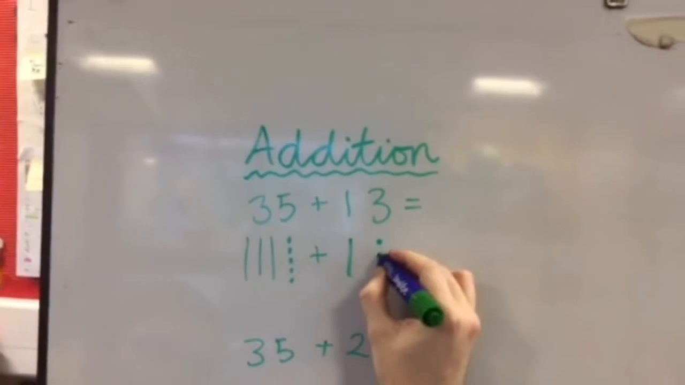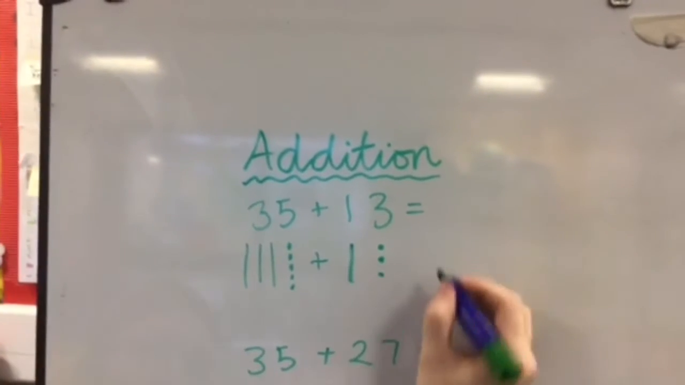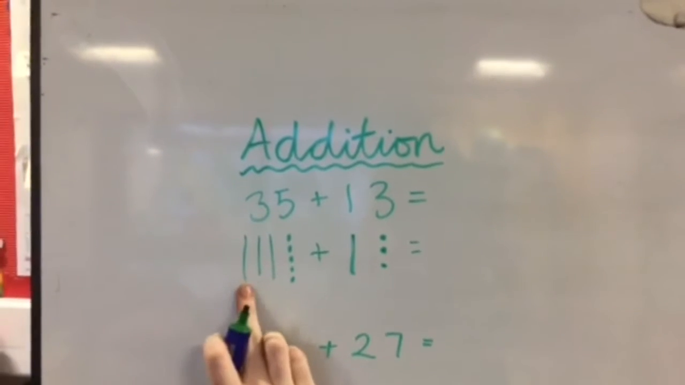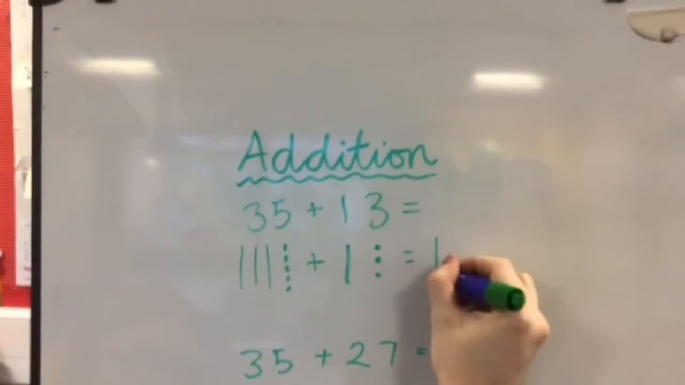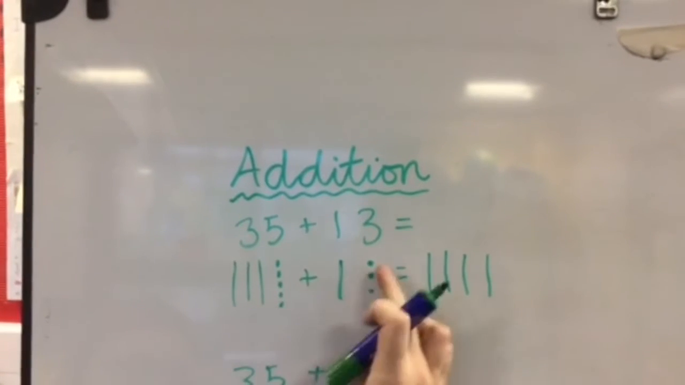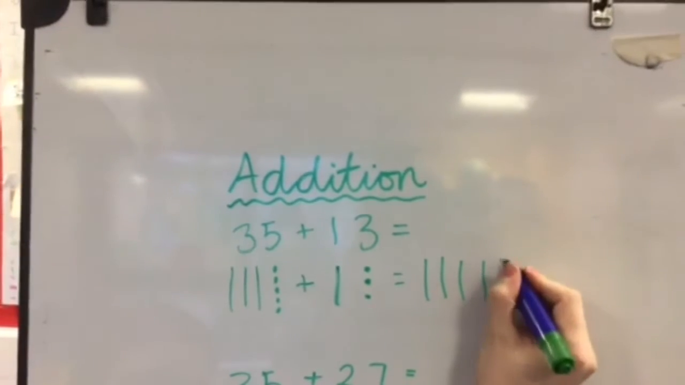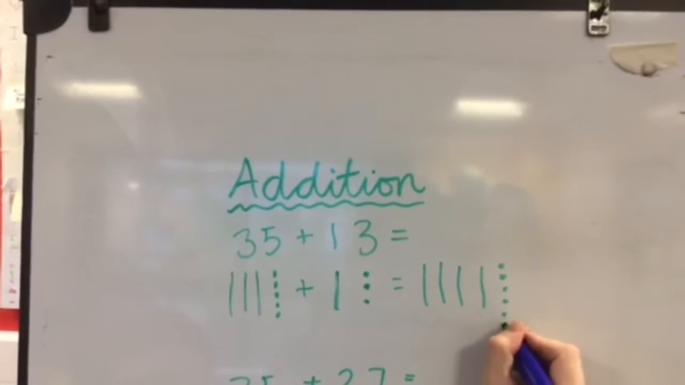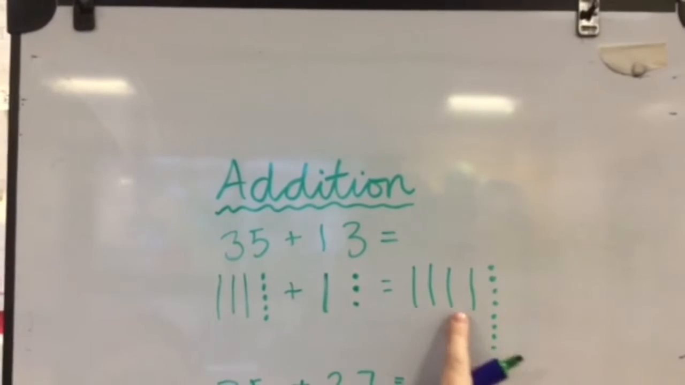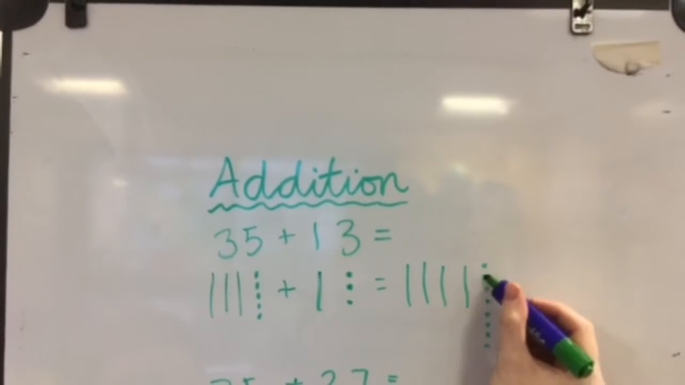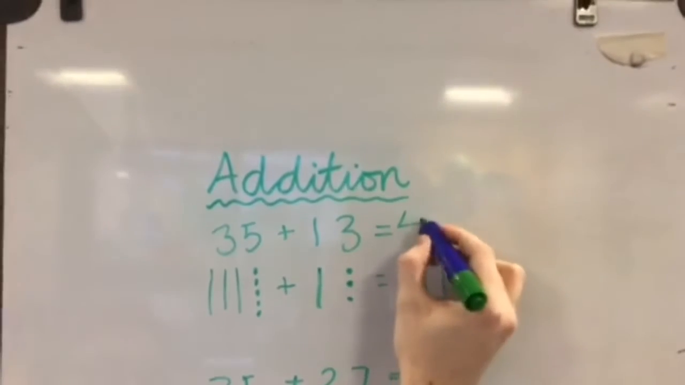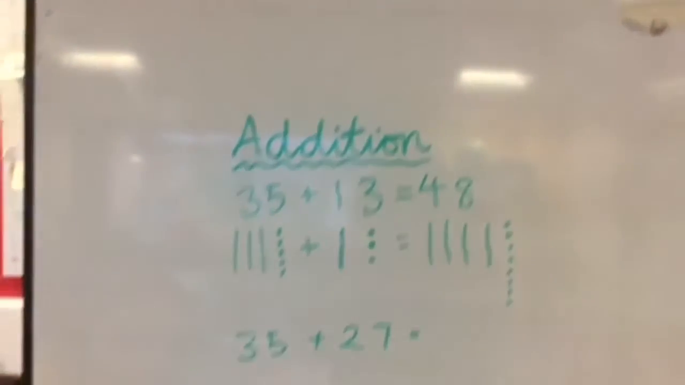We're going to add 13, which we can see is 1 ten and 3 ones. And then all we have to do then is count up our tens and then our ones. So we've got 10, 20, 30, 40, 1, 2, 3, 4, 5, 6, 7, 8, and then we can calculate our answer. 10, 20, 30, 40, 41, 42, 43, 44, 45, 46, 47, 48, and there's our answer.